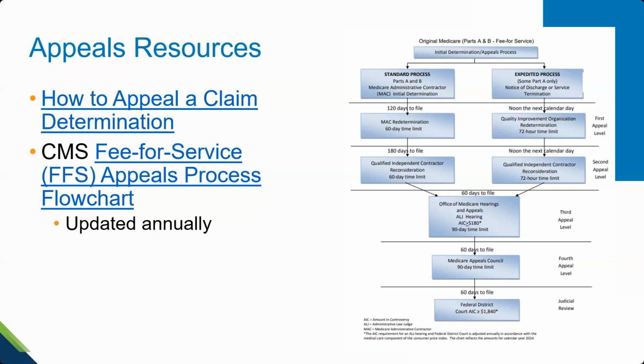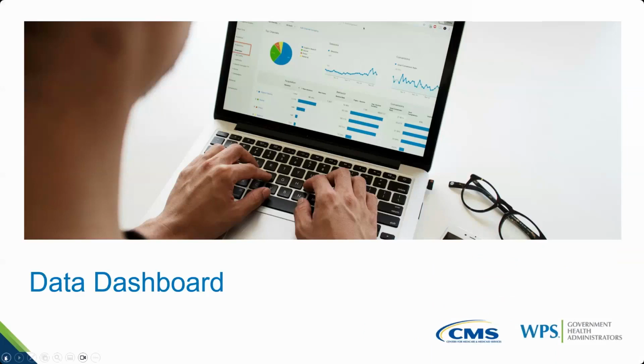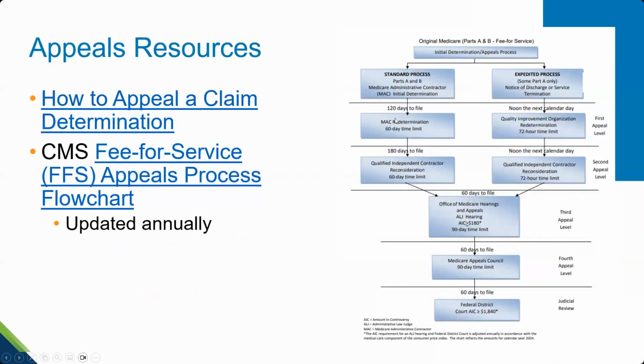I like this flow chart because it shows you the time limit you have to file to each level of appeal, and it also tells you the time limit that the contractor has to make a decision on that appeal request. So 120 days to file a redetermination, for example, and the MAC has 60 days to render their decision.